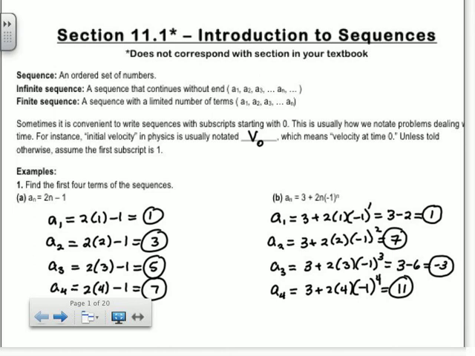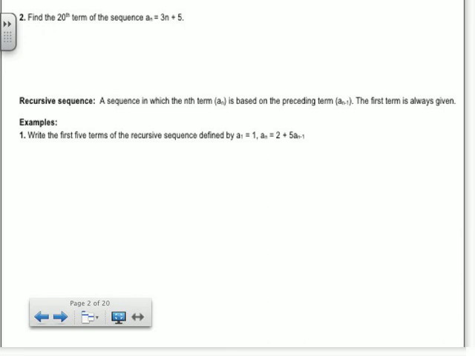All right, so what about example number 2? Find the 20th term of the sequence. Do I need to find all 19 terms before it? No. If I'm finding the 20th term, you just plug in 20. So I get 60 plus 5, so 65. That's what we call an explicit formula. It's a formula where you can immediately find the nth term. So if I wanted to find the 100th term, I just plug in 100.